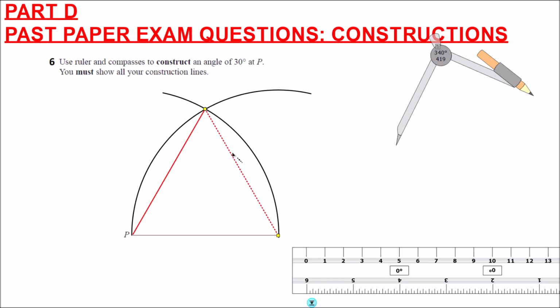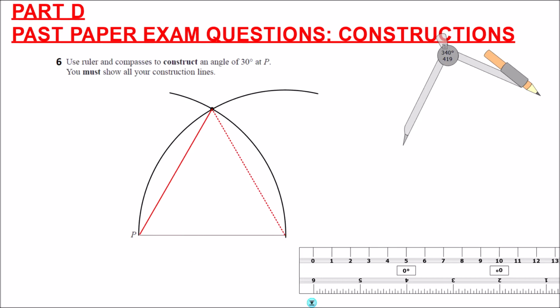So you could if you wanted, but you don't really need to. You just want one 60-degree angle, really. So now this is 60, what we can do is think about bisecting this angle to make a 30-degree angle.